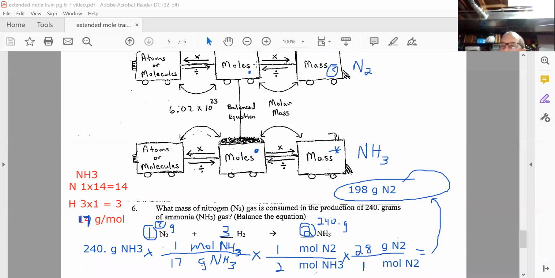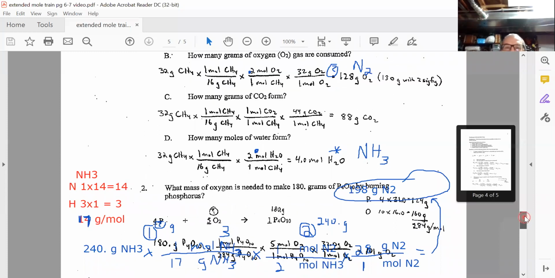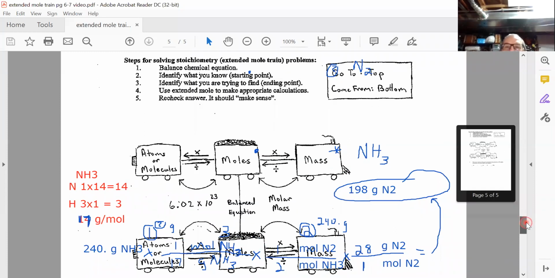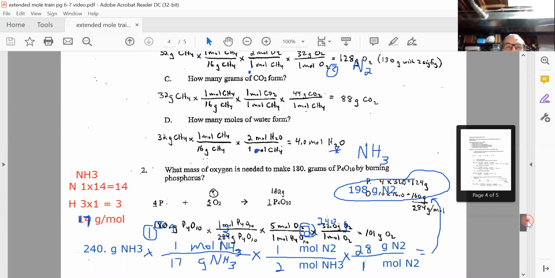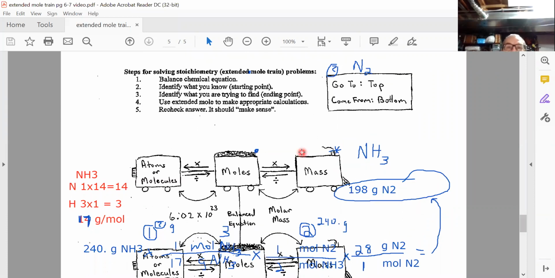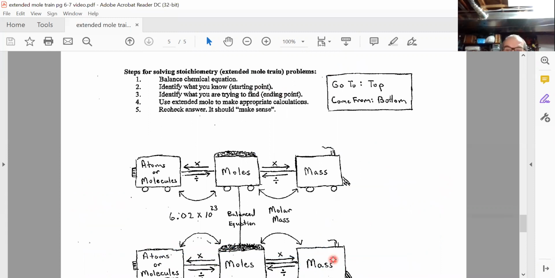So just going back, and you see this on page 2 of your homework packet, you got a nice mole train. It kind of highlights these steps. It says balance your chemical equation, identify what you know, your starting point. I put that on the bottom. And I said what you're trying to find out, your ending point. So identify your starting point, identify your ending point, use the mole train to make your calculations, and then make sure your answer makes sense. It's kind of the same thing over and over when you do these problems, and keep practicing at it, and as you ride that mole train.